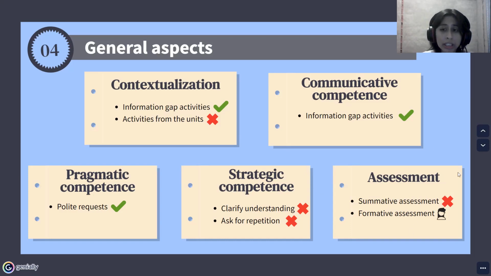Then, as regards assessment, I couldn't find an instance where students were assessed. So if the teacher wanted to carry out a summative assessment, he or she would need to create a test or a way in which students would be assessed. And in the case of formative assessment, the teacher can provide feedback on the activities of the coursebook.